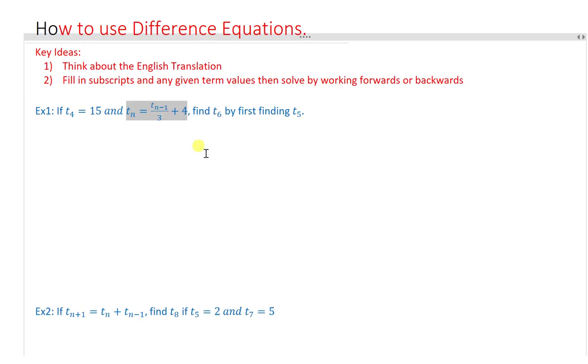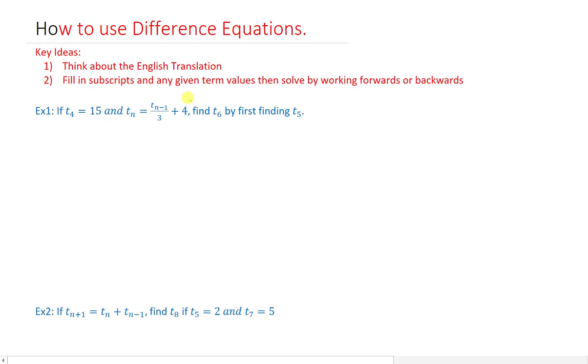So again, thinking about that English translation, this first bit here, T4 is equal to 15, means that the fourth term is 15. And then this bit here, my actual rule, is that to get the current term, I take the previous term, divide it by 3, and then add 4. So we're going to use that process to help us find some values.